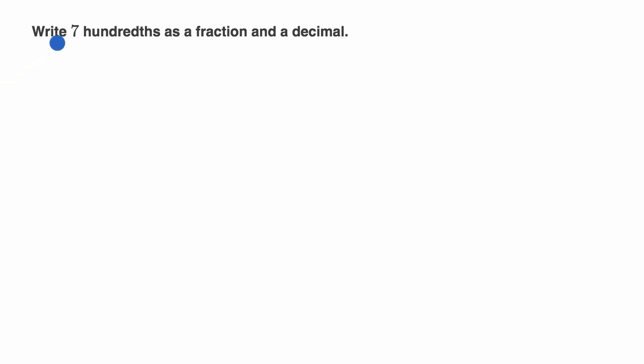We are told to write 7/100ths as a fraction and a decimal. Why don't you get some paper and a pencil out and see if you can do that before we do it together? All right, so let's do it first as a fraction.